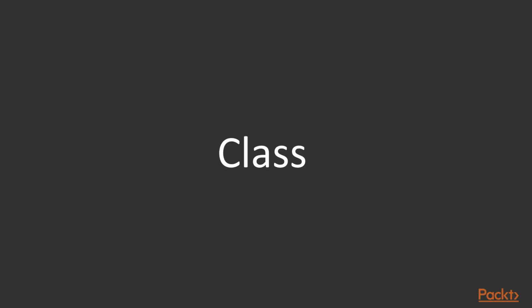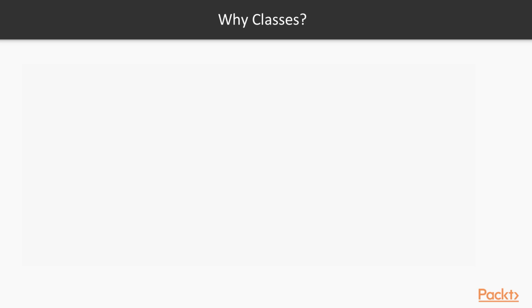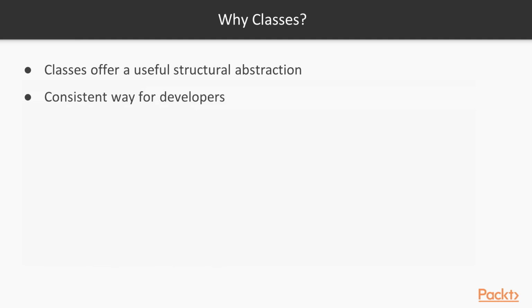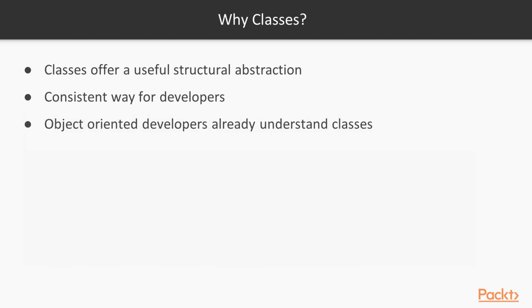Class. We use classes to represent the type of an object or entity. A class is composed of a name, attributes, and methods. Why classes? Classes offer a useful structural abstraction, and provide a consistent way for developers to use classes instead of every framework like Ember, React, etc., coming up with their own version. And object-oriented developers already understand classes.